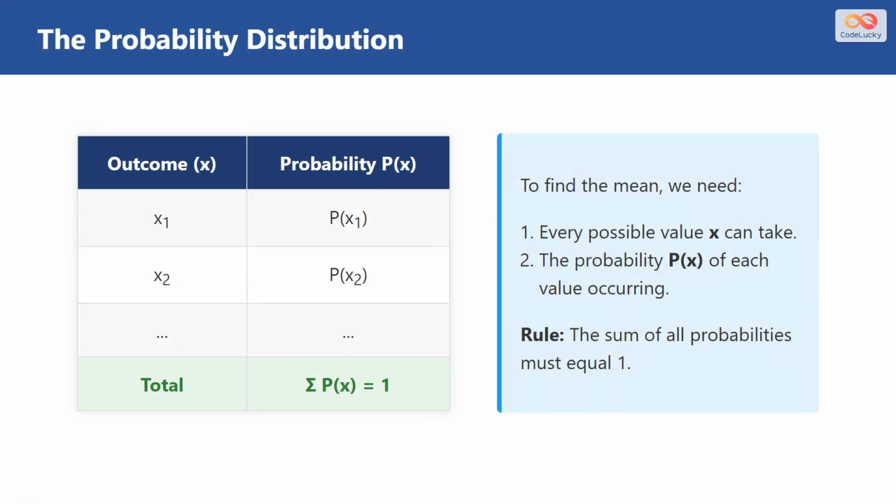To calculate the mean, we organize our data into a probability distribution. This lists every possible outcome, denoted as x, and the probability of that specific outcome occurring, denoted as p of x. Remember, the sum of all probabilities in this list must always equal 1.